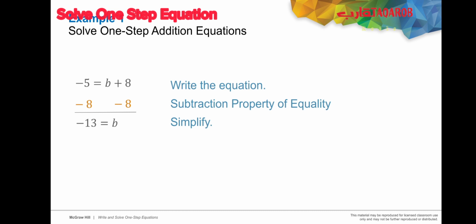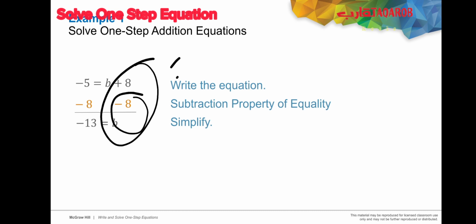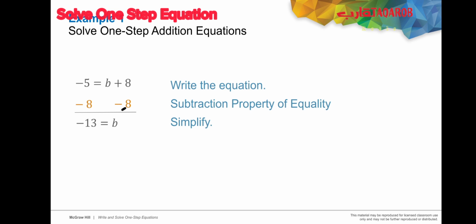Now, when you subtract the number 8, the value here will be equal to 0. Now, what's left? It's only b. As you can see here, only b will exist. And this is the meaning of finding the solution. This is the meaning of solving, or isolating b on one side.